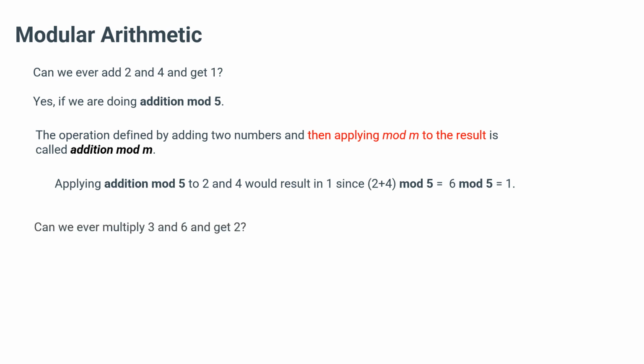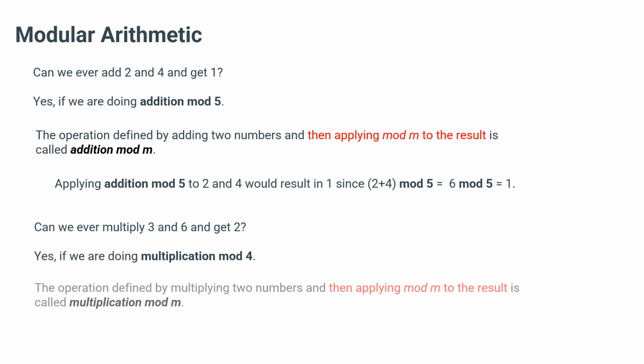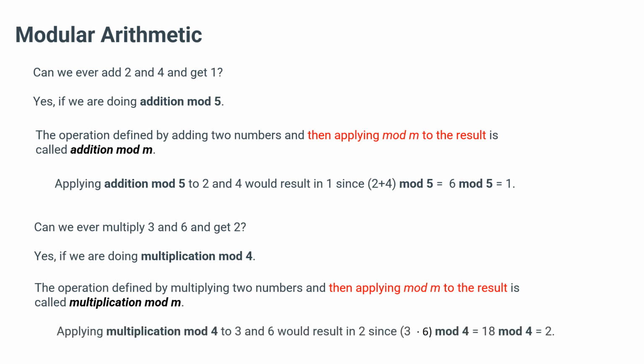Can we ever multiply 3 times 6 and get a 2? Well, if we're doing multiplication mod 4, we can. Just like we did with addition, we can do this with multiplication. I could take the 3 and the 6, multiply them together, and then take mod 4 of the result. That would be multiplication mod 4. So 3 times 6 is 18, but if I take mod 4 of 18, I do end up with 2.